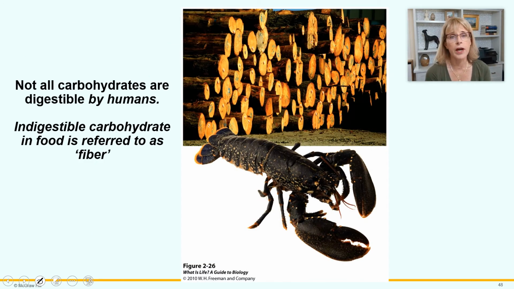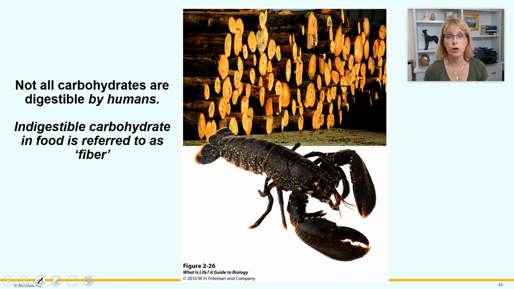But not all carbohydrates can be digested by humans. Like the starch that's in oatmeal, we can digest that mostly. The starch that is in rice or potatoes, we can digest, and we can use that as energy for our bodies.